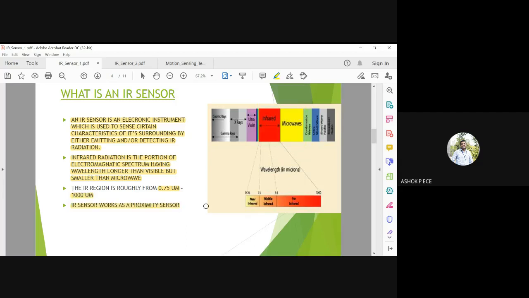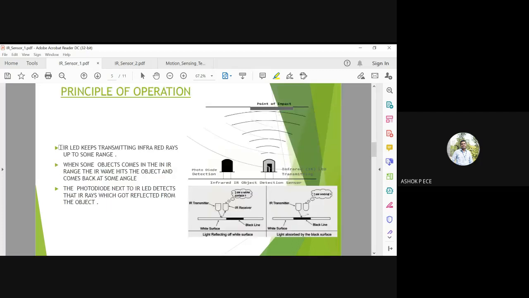Proximity means in the nearby surroundings, we are going to use the IR sensor. It cannot be used for a longer distance because IR signals get weak as they travel for a longer distance. So the IR sensor is used only for near field measurement. The IR LED keeps transmitting infrared rays up to some range. They can be powerful only up to a particular range. After that range, what happens? The infrared rays become weak, and the detector cannot detect these infrared rays.